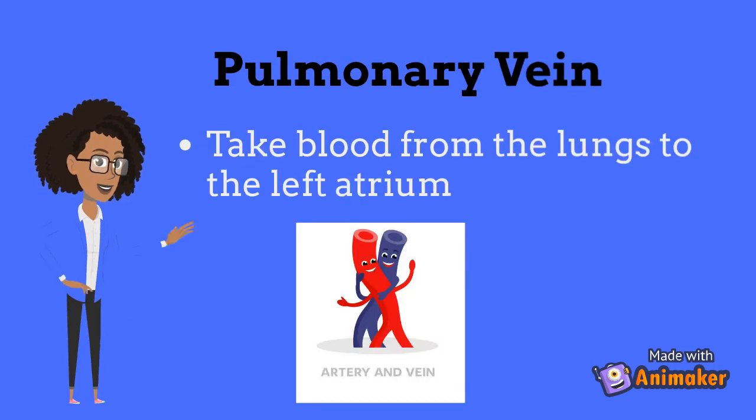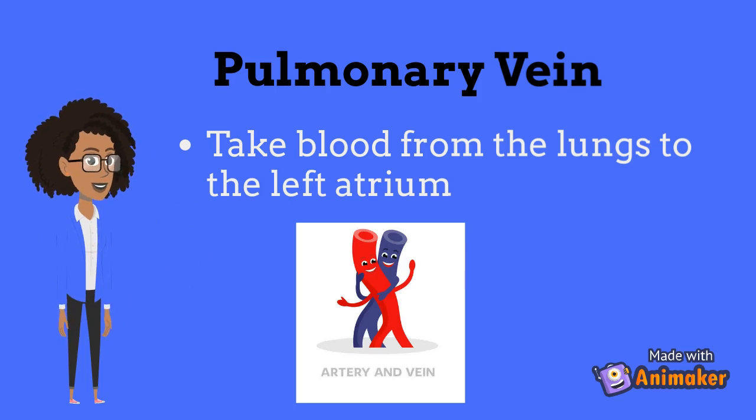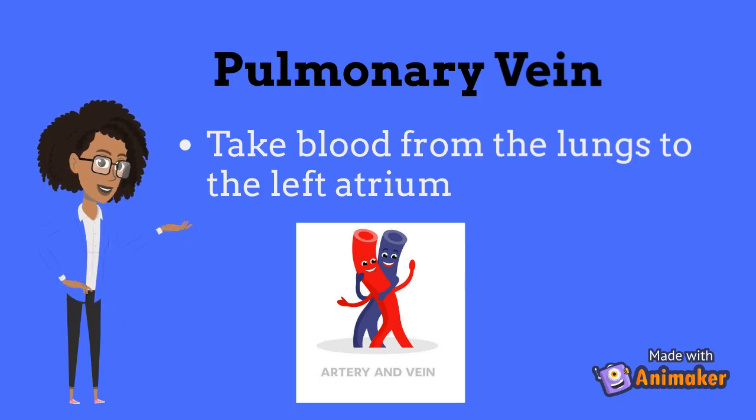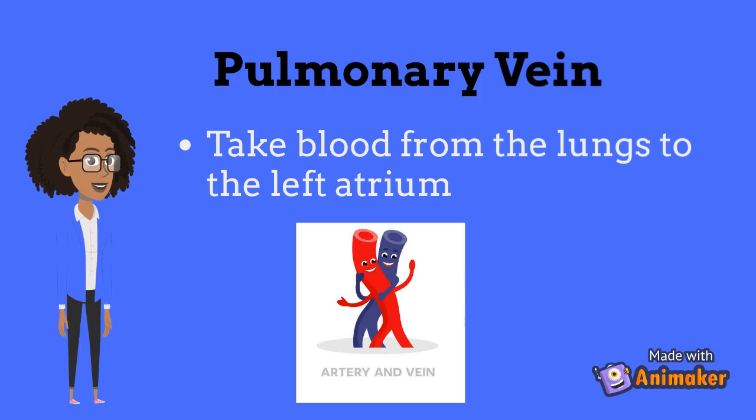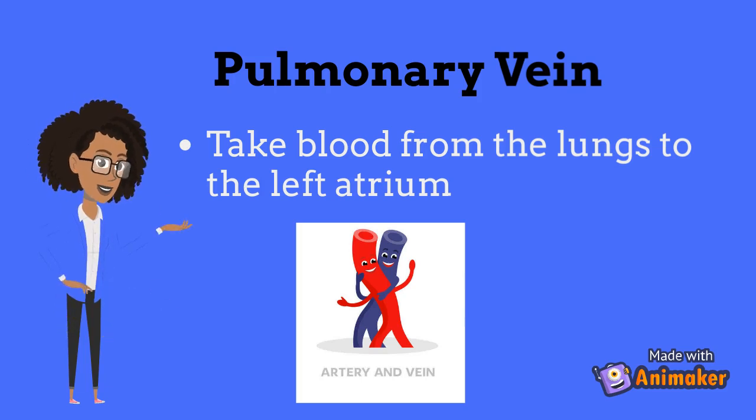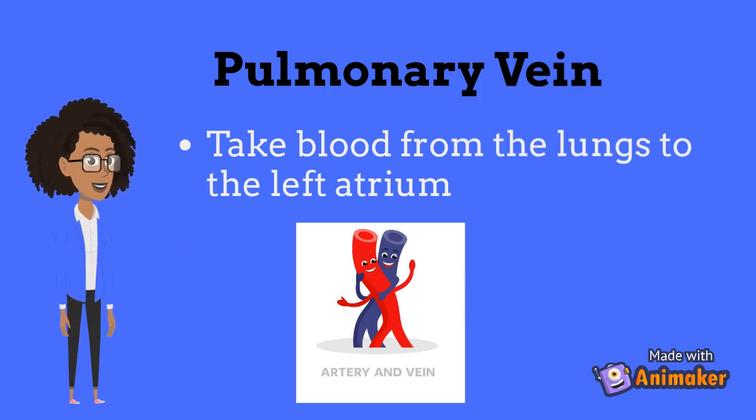The pulmonary vein, as the name suggests, is also a vein. However, it takes blood from the lungs into the left atrium of the heart. So basically, it takes oxygenated blood from the lungs into the left side of the heart. And like I said earlier, the left side of the heart pumps blood around the body.